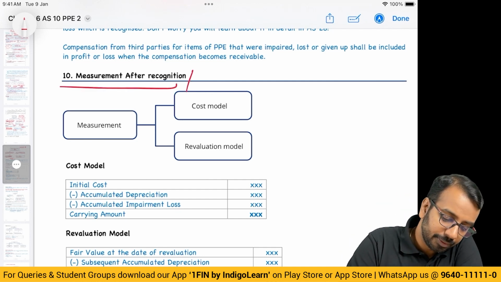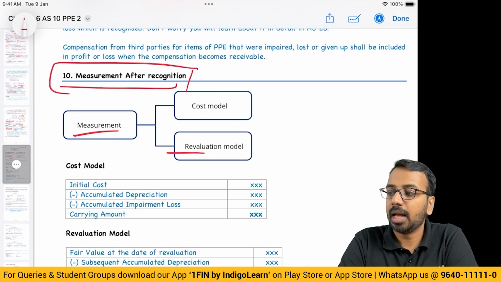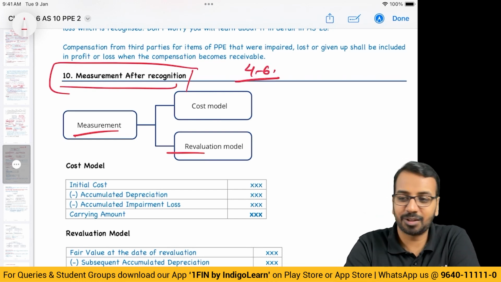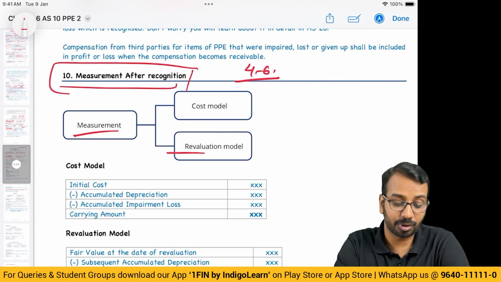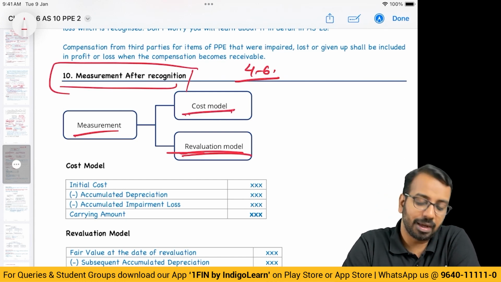Now, very important model of treatment, okay, and can be tested for 4 to 6 marks. In fact, in the final exams also these are tested, right? So this is very important. Two models the standard prescribes: cost model and revaluation model.